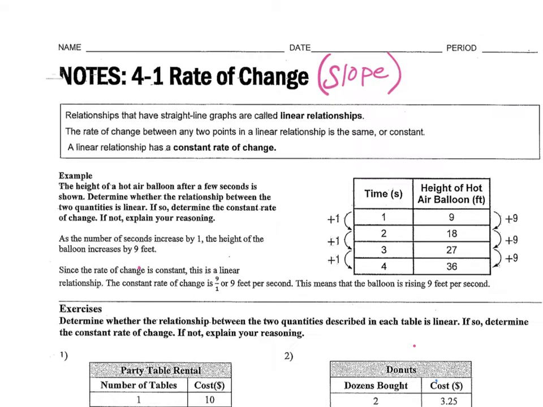So relationships that have straight line graphs are called linear relationships. So the word line is even in that. Linear relationships, if you can plot all the points they give you in a table, or if they give you 2 points on a graph, if you can graph those and it makes a straight line, then it's linear, okay?